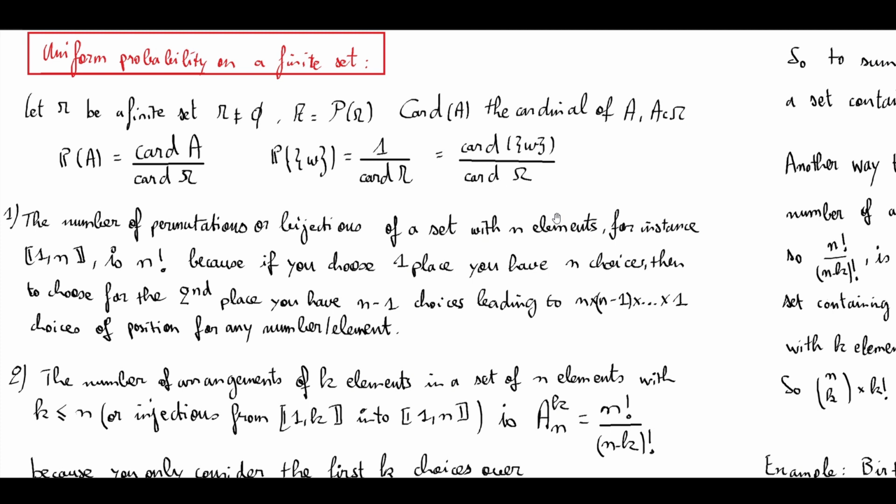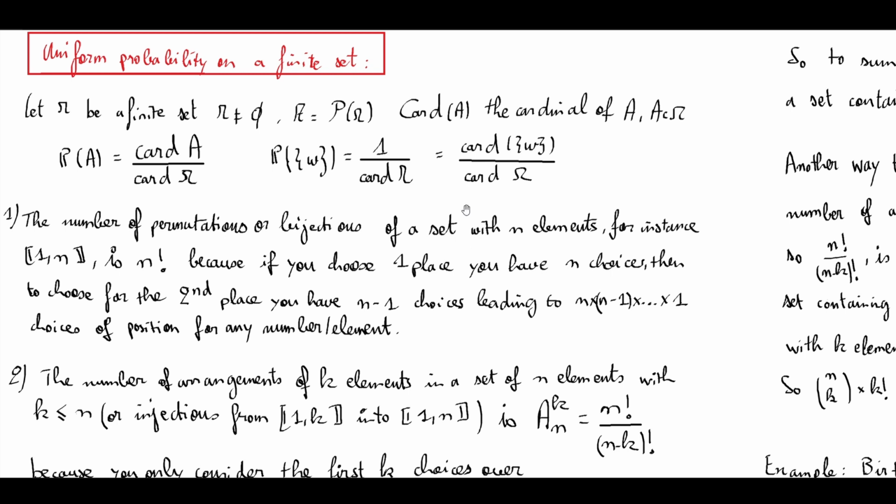Today we're going to talk about the uniform probability of a finite set. Let Ω be a finite set, with Ω not being the void set, 𝒫(Ω) the parts of Ω, and cardinal of A, with A a subset of Ω. The probability of A is equal to the cardinal of A over the cardinal of Ω. The probability of our singleton {ω} equals 1 over the cardinal of our universe, which is also equal to the cardinal of our singleton over the cardinal of Ω.